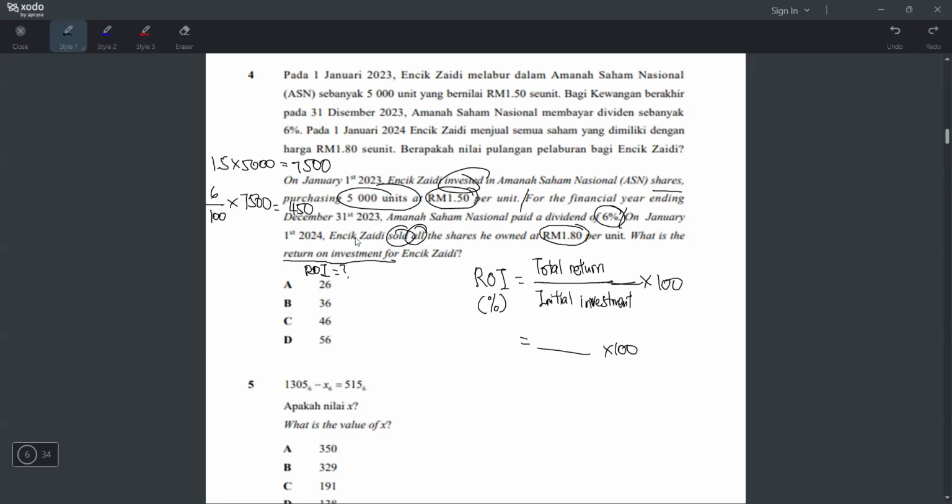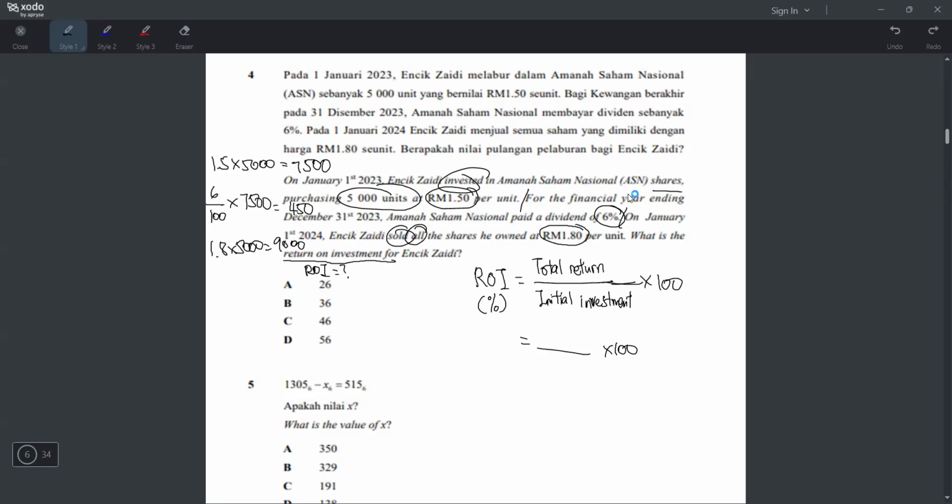Okay, next one is he sold all the shares he owned at 1 ringgit 80 cent. So now we can find the selling price. It will be 1.8 times 5,000 also, because 1 ringgit 80 cent is per unit. So he sells all 5,000 units, so the selling price has to times 5,000. Alright, my calculator gives me 9,000. And tell me what is the 9,000. 9,000 is when he sells. He sells for this amount, 9,000, right?